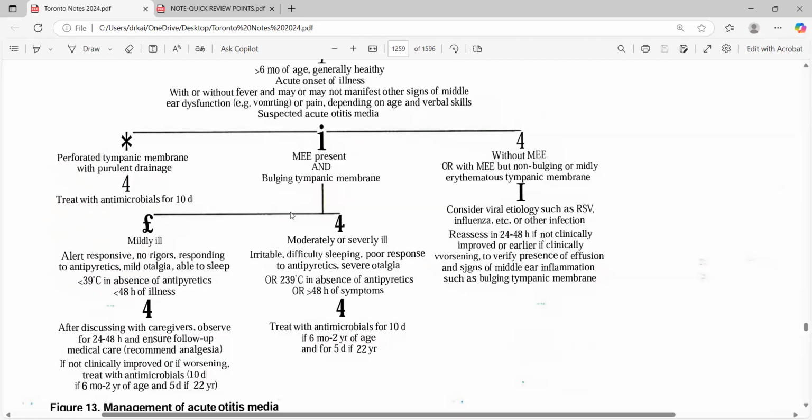So after discussing with the caregivers, you can always do a follow up and observe for 24 to 48 hours. If not clinically improved or worsening, then go for antibiotics. As you can see, we are not giving antibiotics even though he is having middle ear effusion and a bulging membrane. So that's why you have to see the scenario. If the child is cranky, crying, is he eating okay? Is he sleeping okay? In those cases, go for antibiotics, okay?